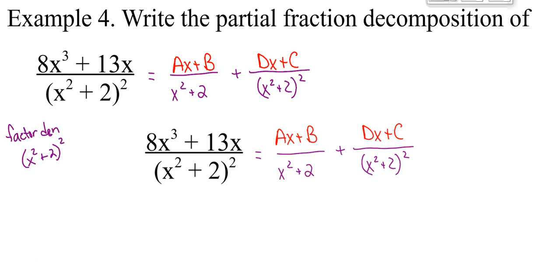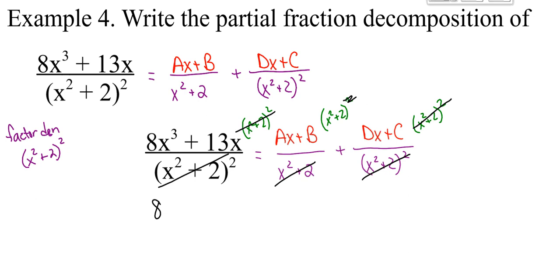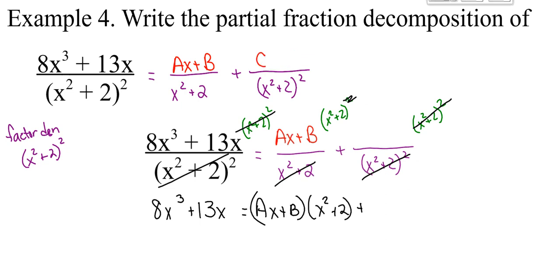When we multiply both sides by x squared plus 2 in parentheses squared, we can cancel a bunch of things, and in this one, notice that that whole denominator canceled on that very right one. And we get 8x cubed plus 13x equals ax plus b times x squared plus 2, plus, and that's where I realized I didn't have it as cx plus d, plus cx plus d. I thought about writing it as times 1, but we don't really need that. So now what are we going to do?